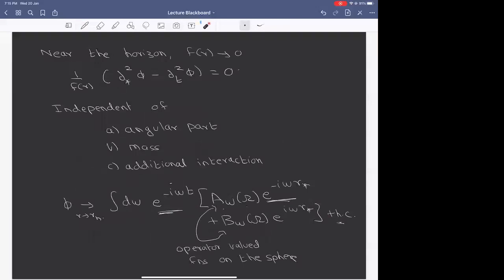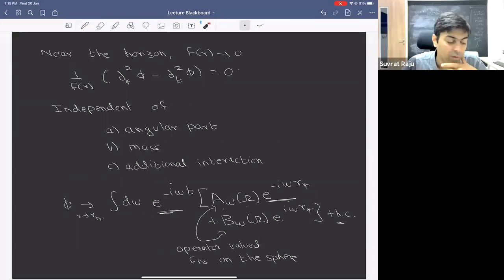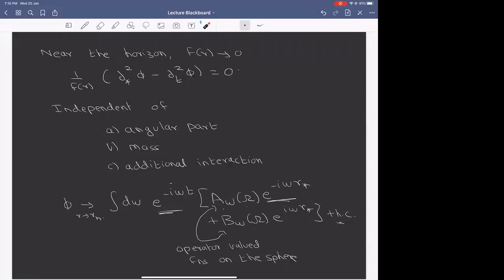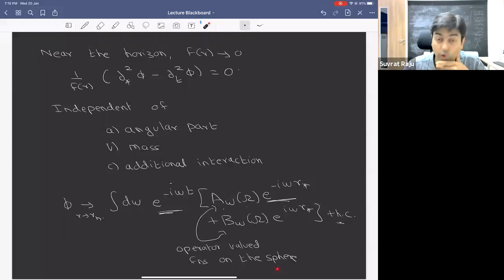I have a question on this simple form. So none of the degrees of freedom in the angular part are entering this mode expansion. We haven't written down the mode expansion yet. We will write it down in a minute. All I'm pointing out is that the variation in r star is linked to the variation in t independent of what the angular part is doing. So the angular freedom is implicit in A and B. Yeah, because these are operator valued functions on the sphere. So they're functions of this omega coordinate.